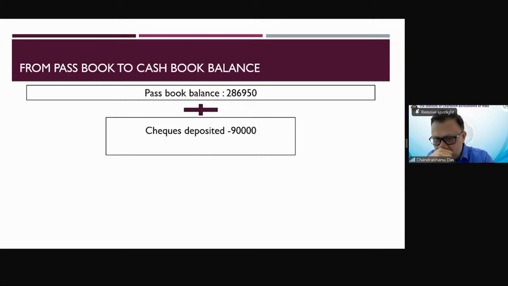Now coming to bank inflows, transactions in the bank which are inflows. What will you do in the passbook balance? Will you add it or will you subtract it?